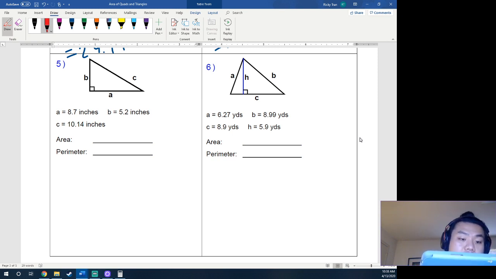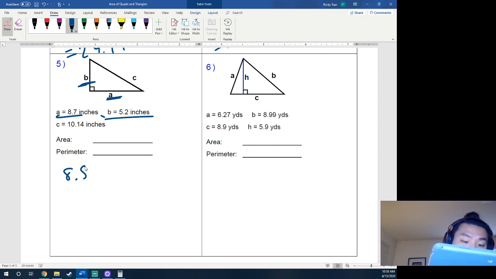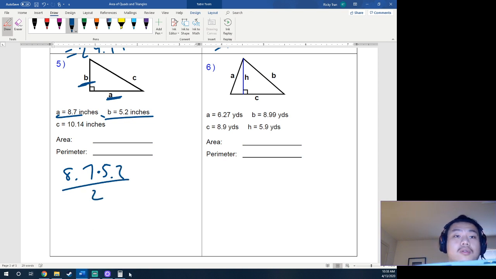We have to find area, which is still base times height. Here's our base and here's our height. Okay. So it's going to be A and B. So 8.7 times 5.2 divided by 2.